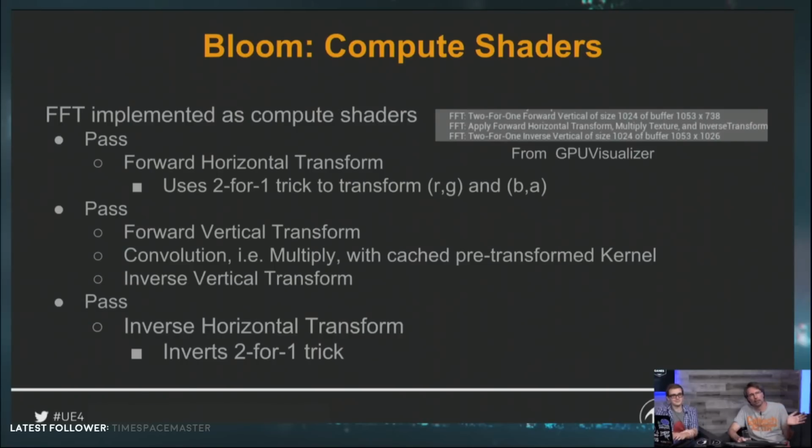The first pass transforms the whole image in, let's say, the horizontal direction, and it uses a special trick that lets you get away with transforming 2 signals, red and green, as one signal, and blue and alpha as another signal. And then we transform it in the vertical direction, do our convolution, transform back in the vertical direction in the second pass. And the third pass, we invert the horizontal transform.